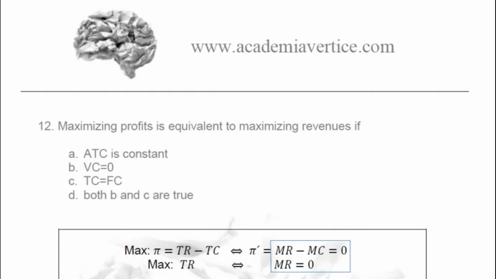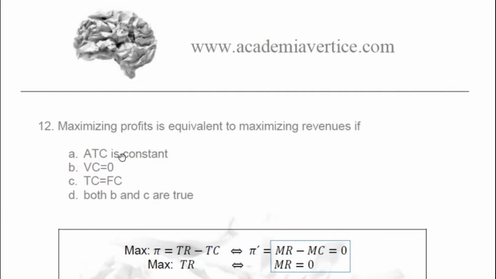0 whenever the total costs are equal to the fixed cost, by differentiating the fixed cost, we get 0. Okay, so C is clearly true, but also B, because if the total cost consists only of fixed cost, the variable costs are 0.